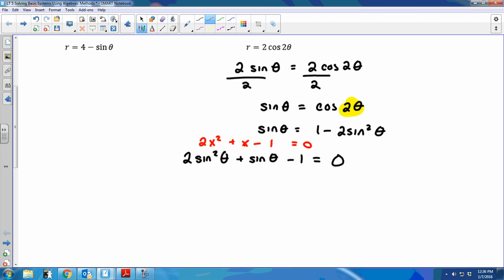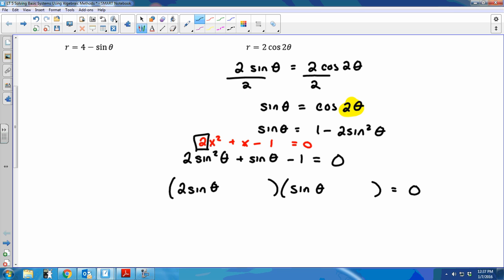Okay? So, when we have to factor this, you're going to get 2 binomials. Because there's a 2 in the front, that means the coefficients in the front of the 2 parentheses have to multiply to give you 2. There's only one way to multiply to get 2: 2 and 1. So I already know that one of these is going to say 2 sine theta, and the other one is going to say just 1 sine theta. Does that make sense?